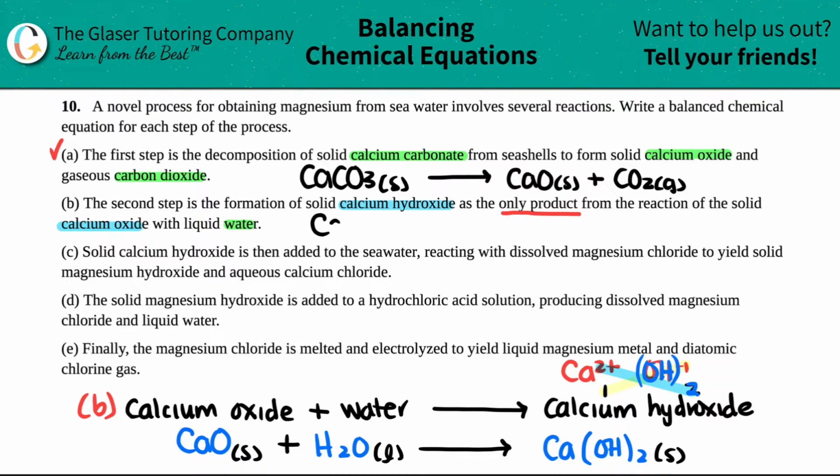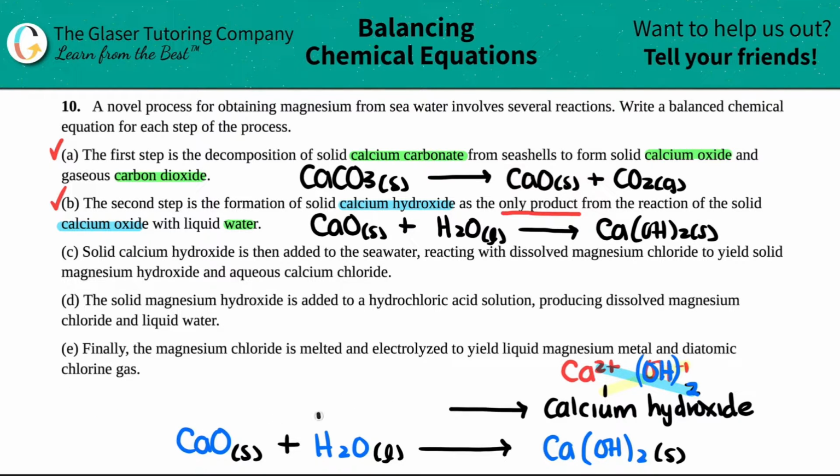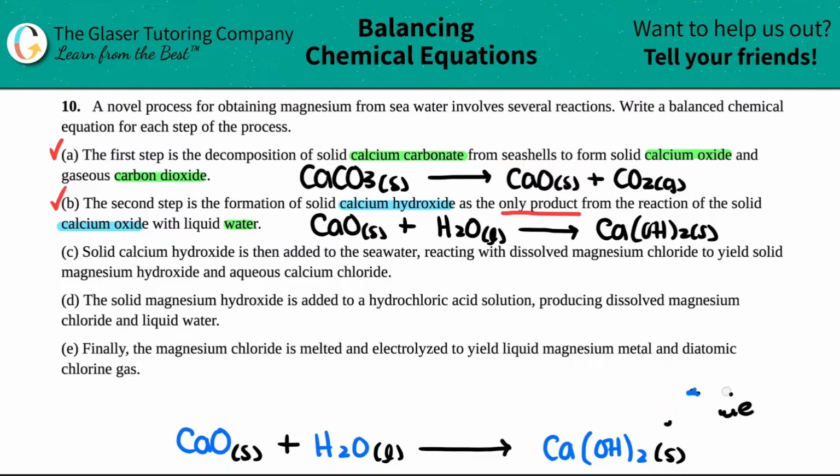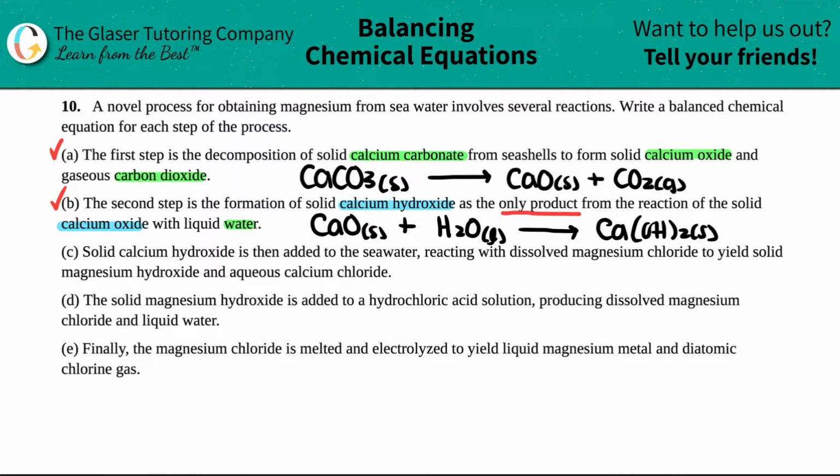It would be CaO, which is a solid, plus H2O liquid will yield Ca(OH)2, and that's a solid. And B is checked. Letter C. Okay, here we go. We're getting somewhere. These are going quick. What do you guys think?